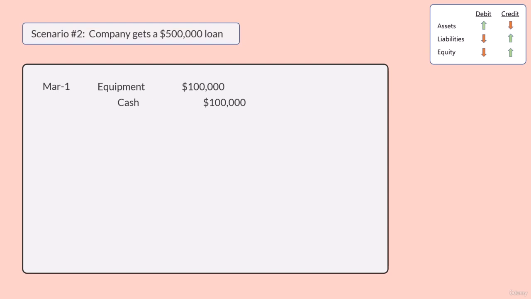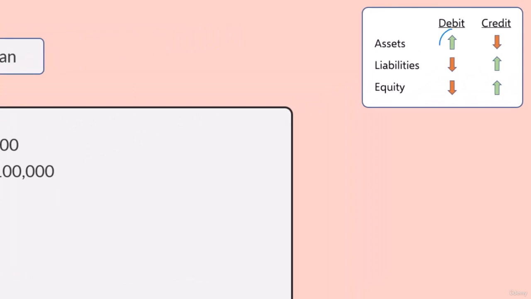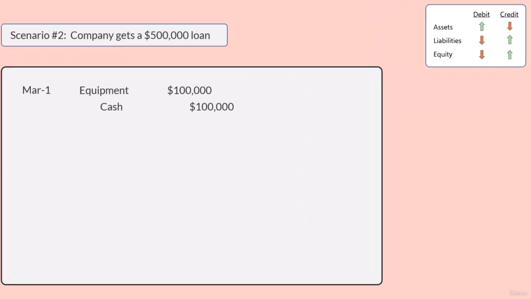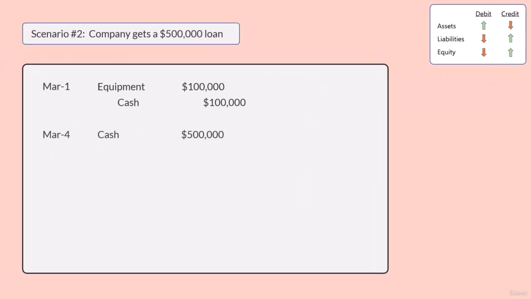In scenario number 2, a few days later, the company receives a $500,000 loan. When a company takes on a loan, it receives cash immediately in return for a promise to repay that cash over a period of time. The cash received is an asset, and the promise to repay is a liability. So in this instance, the company records a $500,000 debit to cash and a $500,000 credit to long-term debt. And on the balance sheet, cash rises by $500,000 and debt increases by $500,000 as soon as that company receives that loan.